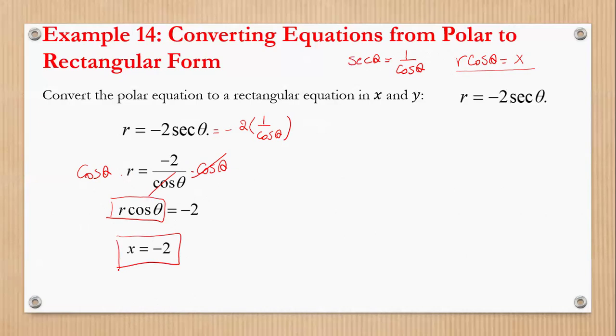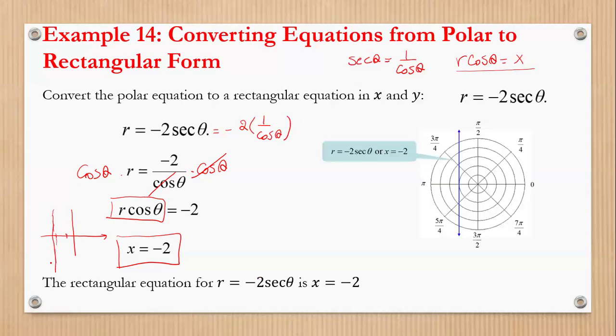And if you want to graph x equals negative 2, you know that on the x-axis we find negative 2, and we will have a straight vertical line for that. And you can see it on this polar grid.